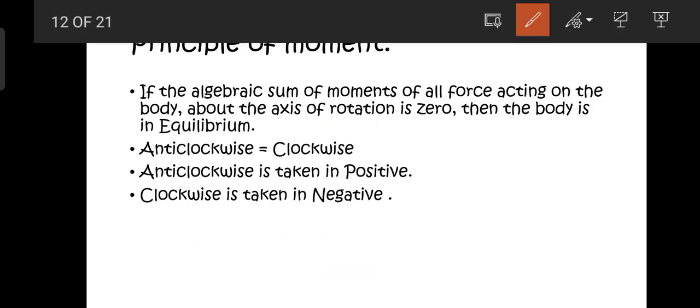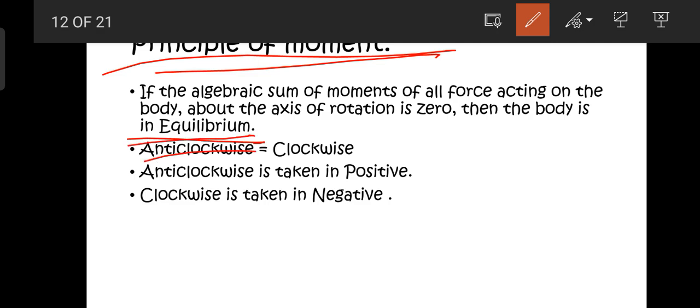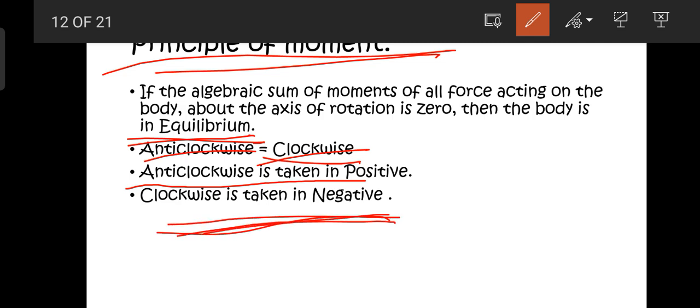Now the principle of moments. If the algebraic sum of moments of all the forces acting on the body about the axis of rotation is 0, then the body is in equilibrium. Anti-clockwise is equal to clockwise. I have told you, anti-clockwise is taken as positive and clockwise is taken as negative. Remember that.